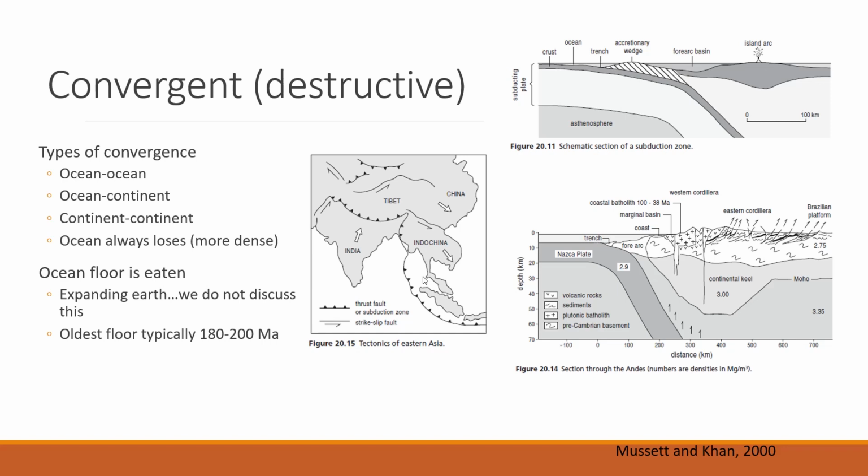We are removing material. The ocean floor is being eaten through subduction because the Earth is not getting any bigger. The oldest ocean floor is typically 180 to 200 million years old. And again, the ocean floor that goes down is going to be the older ocean floor. So we can have ocean-ocean, ocean-continent, or continent-continent. The ocean will always lose because it's more dense. Whichever material is more dense is the material that will subduct.